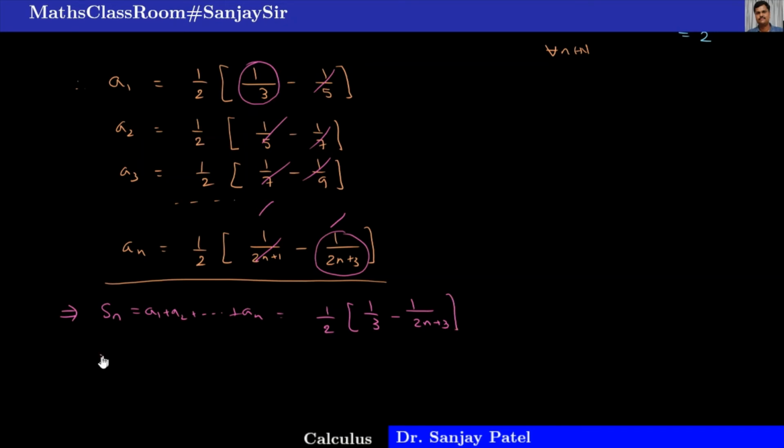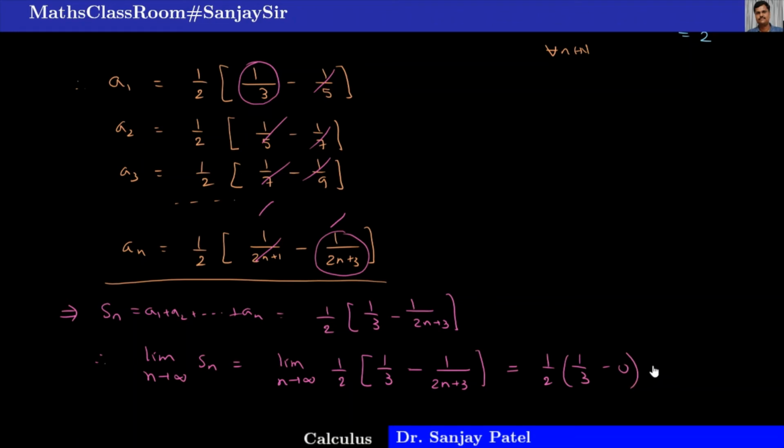Now we can take the limit here and find Sn. So limit n tends to infinity of Sn is equal to limit n tends to infinity of 1 by 2 into 1 upon 3 minus 1 upon 2n plus 3. Okay. So this is a very simple limit problem, just as n tends to infinity, 1 upon 2n plus 3 tends to 0. So we'll get the value of this limit as 1 upon 3 minus 0, into 1 by 2, that is 1 by 6.